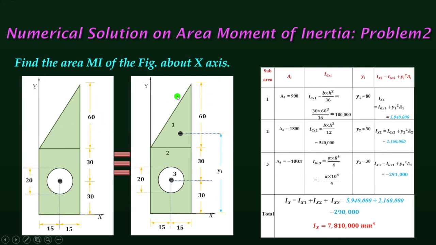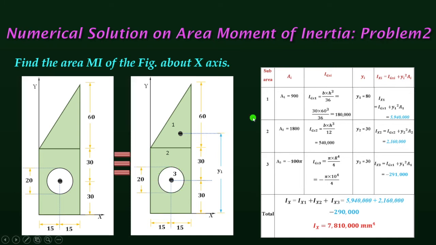Now, the entire area, with these dimensions, can be divided into three different segments. Area 1 is a triangle, area 2 is a rectangle, area 3 is a circle. So these areas will be considered as negative.